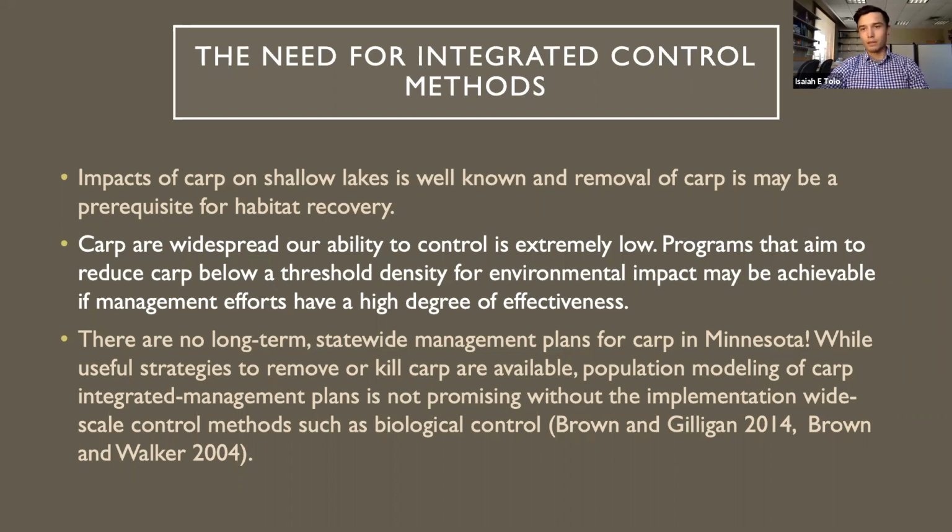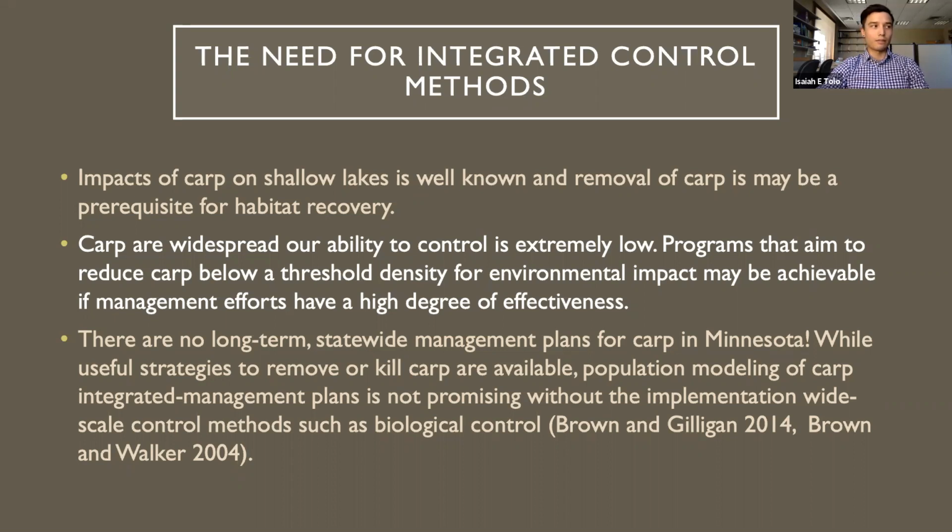Carp's effect on shallow lake ecosystems is really well documented, and removing them might be the only way to get back to habitat recovery for some of these systems. But carp are so widespread that it makes it very difficult for us to control them. Programs that aim to reduce their density below a threshold where they cause damage could be achievable, but you need to have a pretty high degree of effectiveness.